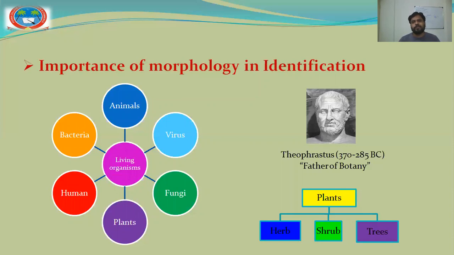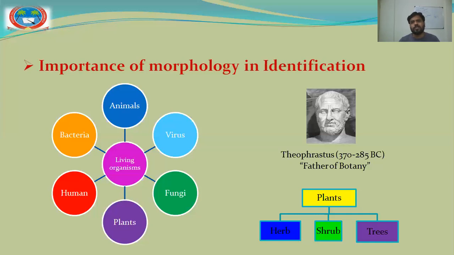In the same way, bacteria, animals, and viruses are there. So on the basis of certain morphological characteristics, we can identify a particular group or a particular individual. If you consider the plant system, first of all, Theophrastus, who is also known as the father of botany, divided the plants into three categories, namely herbs, shrubs, and trees.